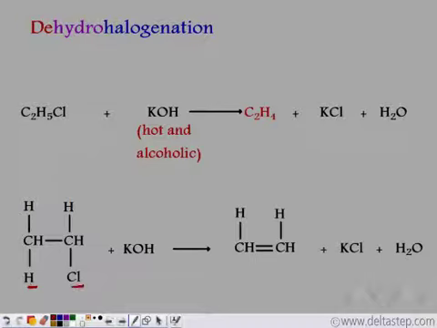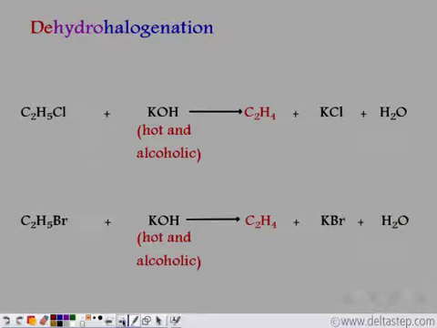Now as this H and this chlorine atom leave, each carbon now has 3 covalent bonds. So in order to complete its tetravalency, it forms a double bond. So by using hot and alcoholic KOH, we form ethene. And this is done by dehydrohalogenation. That is, by the removal of one hydrogen atom and by the removal of one chlorine atom, which is the halogen in this case. We can use another reagent as well.